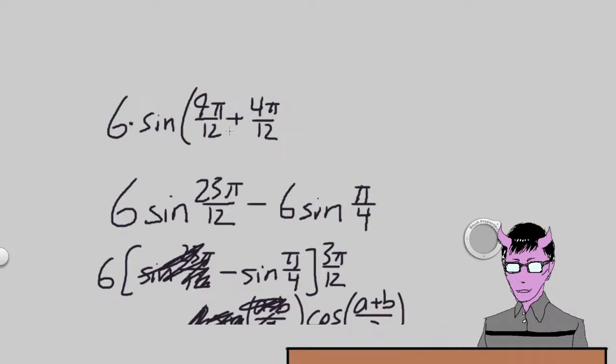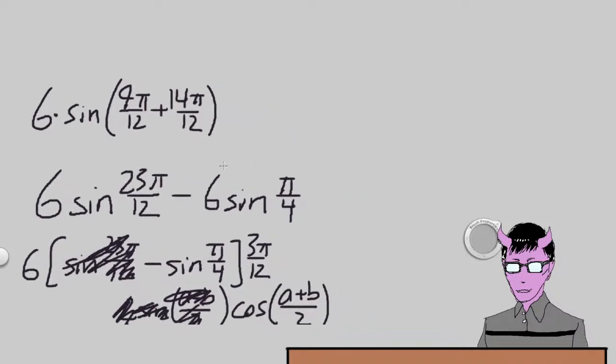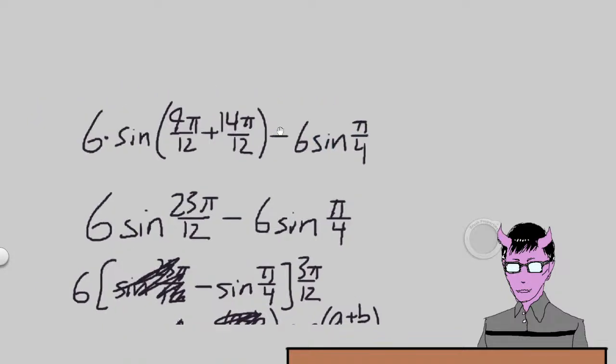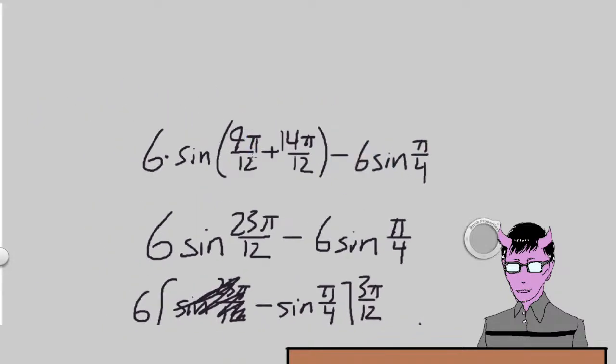Oh wait, that's not right. I'm sorry. 9 plus 4 is 13. What am I saying? Easy fix. Okay, and then of course this one we copy paste. We can evaluate this at any moment we wish. Alright, this one is simplifiable, so that's going to be, what is that, 3 pi over 4. This one is 7 pi over 12, over 6 I mean.